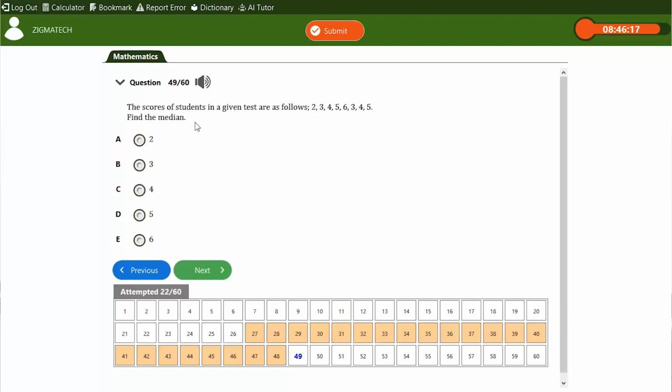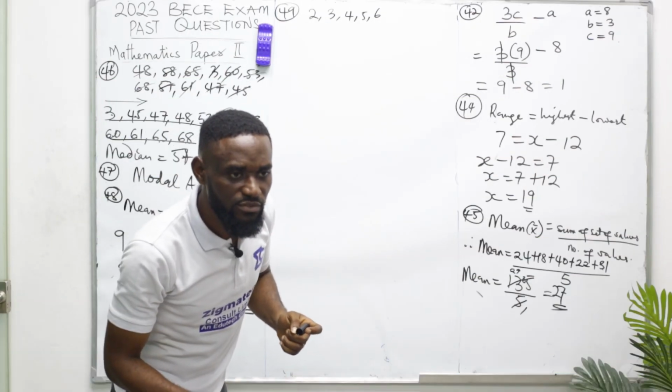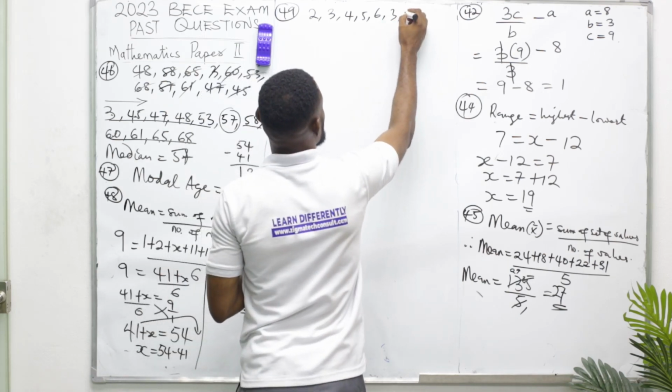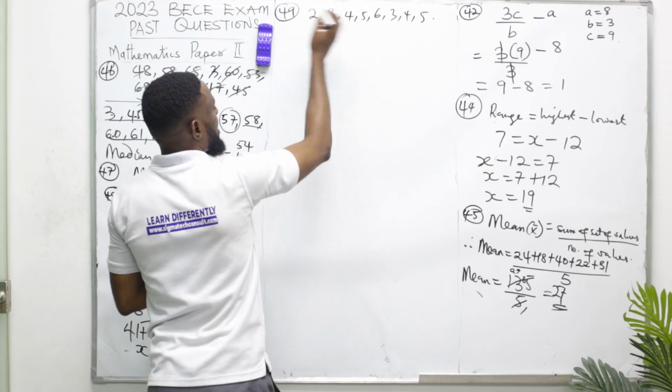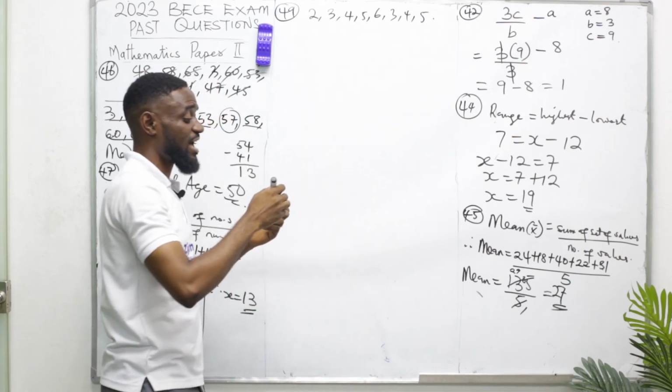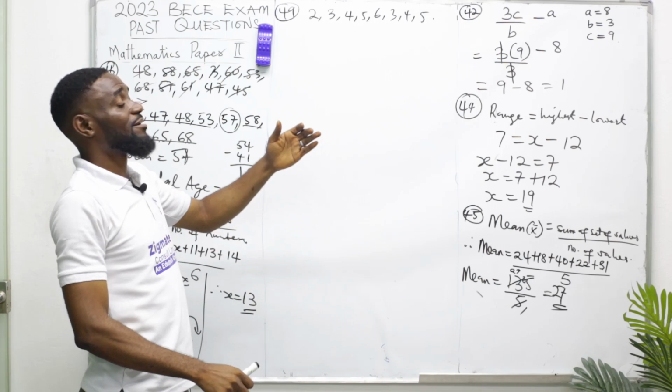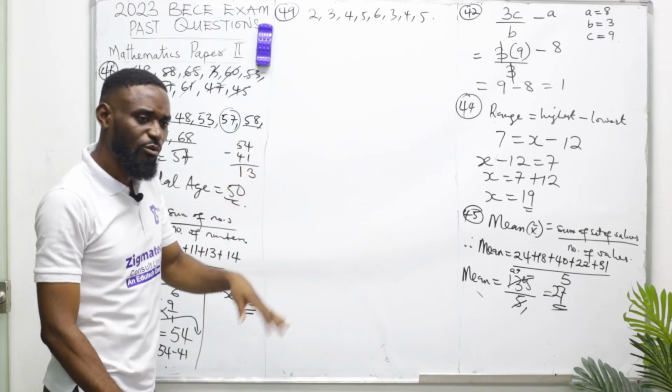So as you can see on your screen, the scores of students in a given test are as follows: 2, 3, 4, 5, 6, and so on. So let's put, we have the first one is 2, then 3. Let's arrange it in order from the highest to the lowest, that is descending order.